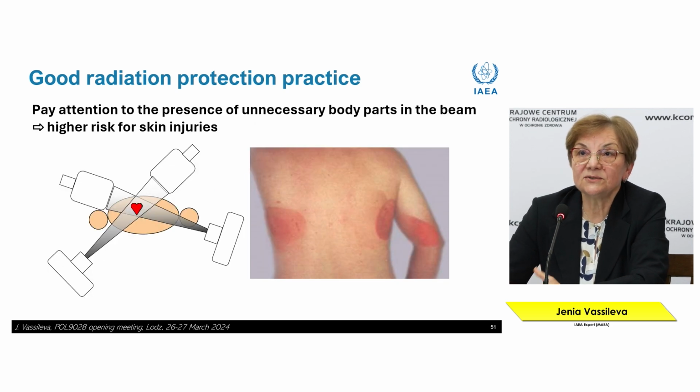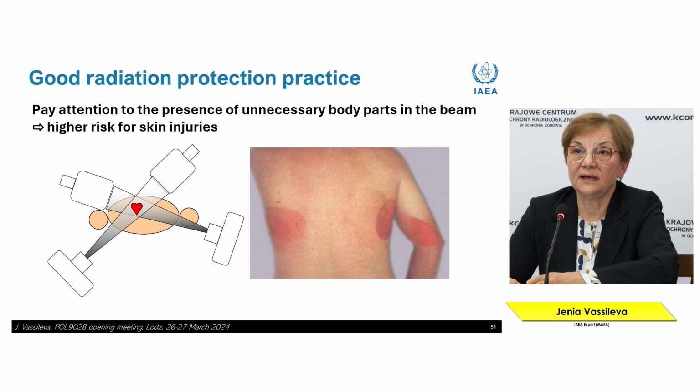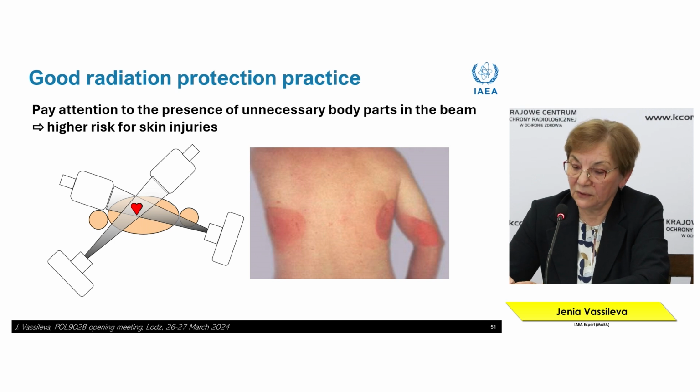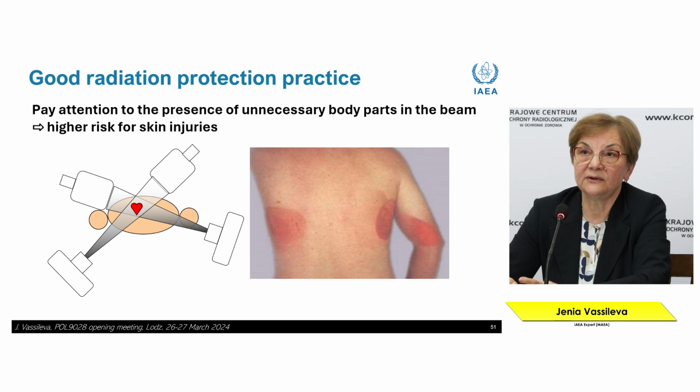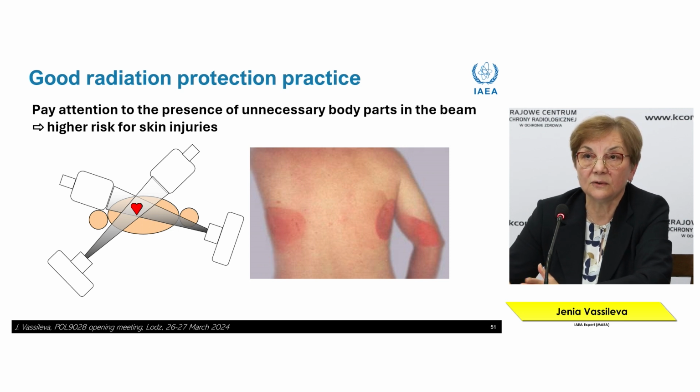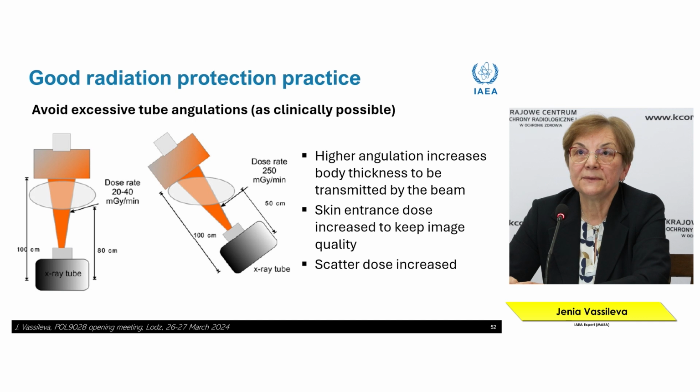Of course, we cannot change the patient thickness, but we can control the presence in the beam of unnecessary body parts. For example, this boy had this skin injury only because the staff did not notice that the hand was in the beam without a need to be in the beam. During the procedure, the patient's hand fell into the beam, and this increases the thickness of the body to be transmitted by the X-ray tube, and of course the automatic dose rate control increases the dose, and also the hand was very close to the X-ray tube site.